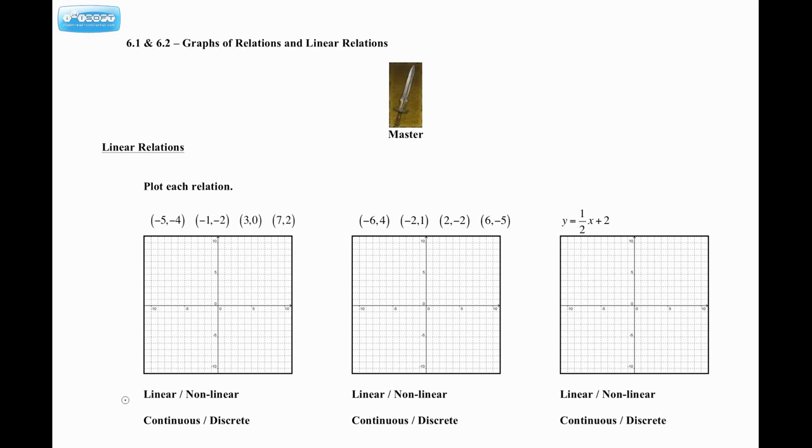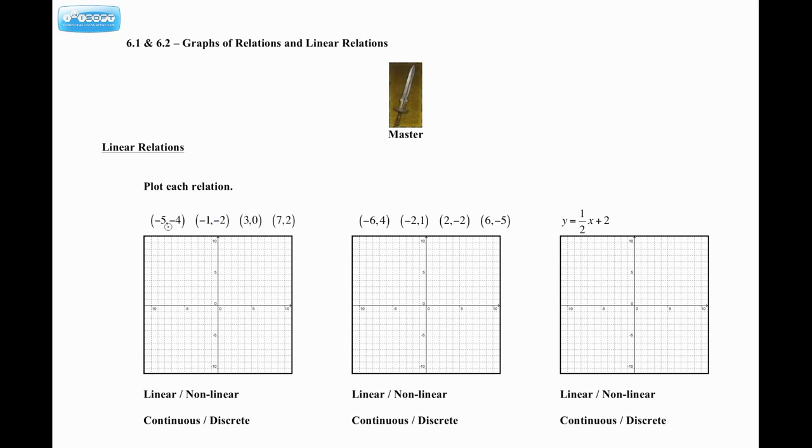So we have three graphs, and it asks us to plot each of these three relations, and then we're going to describe them below as linear, nonlinear, or continuous, discrete. I'll explain what they mean in just a minute. Right. Well, let's just plot this one.